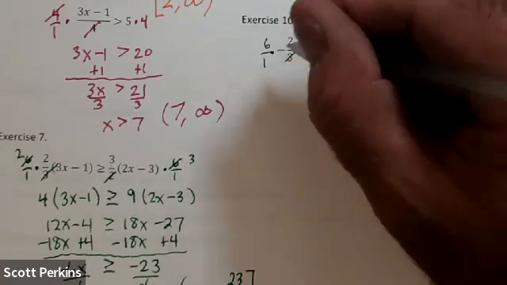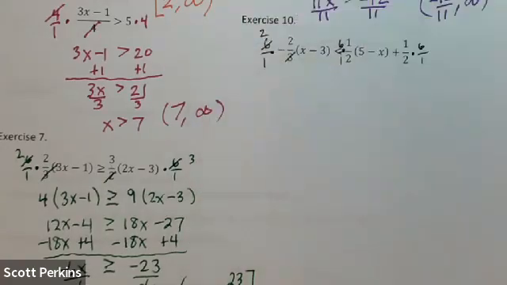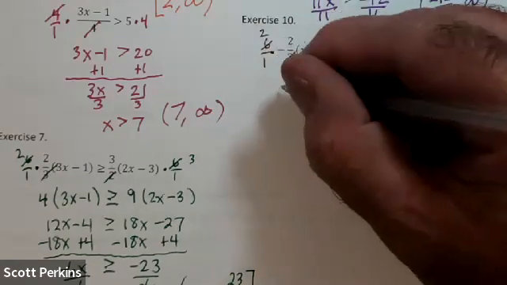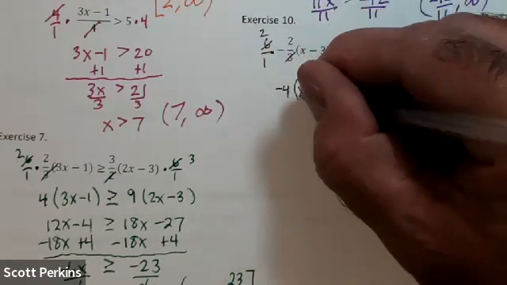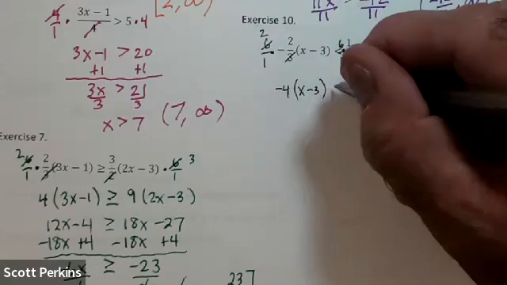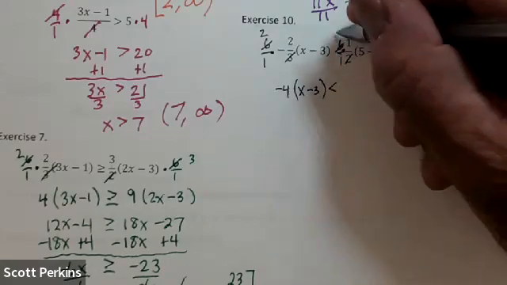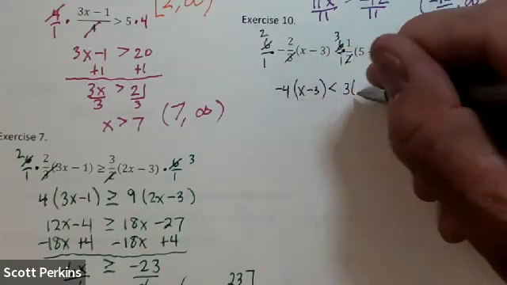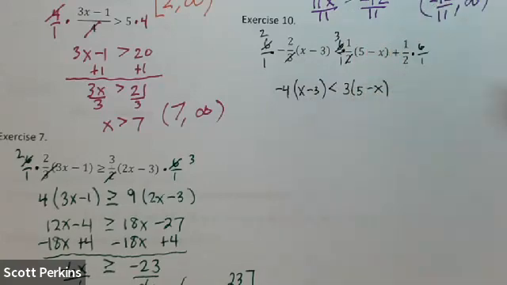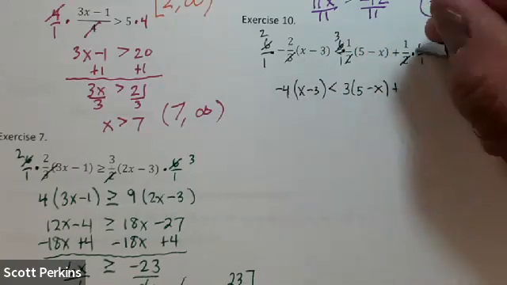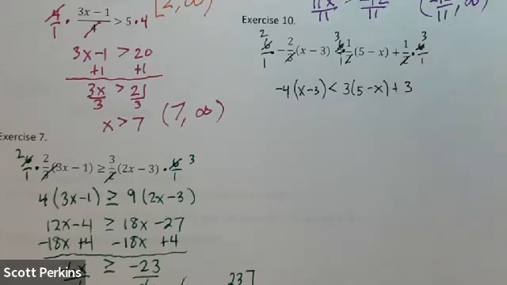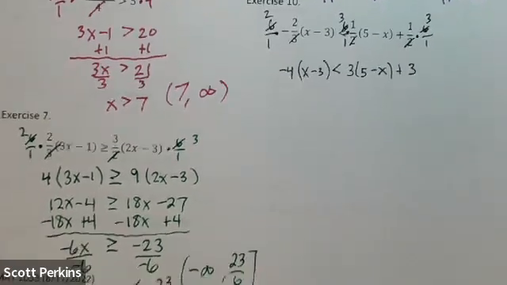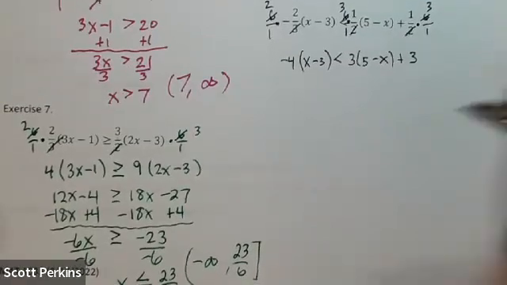So 3 goes into 6 and leaves 2. 2 times the negative 2 is negative 4 times x minus 3. Less than 2 goes into 6 3 times. So I got 3 times 5 minus x. And then plus 2 goes into 6 3 times. And so I'm left with plus 3. Again, that's probably the hardest part to the problem, is getting rid of those fractions. Hopefully the rest of this is a relief.